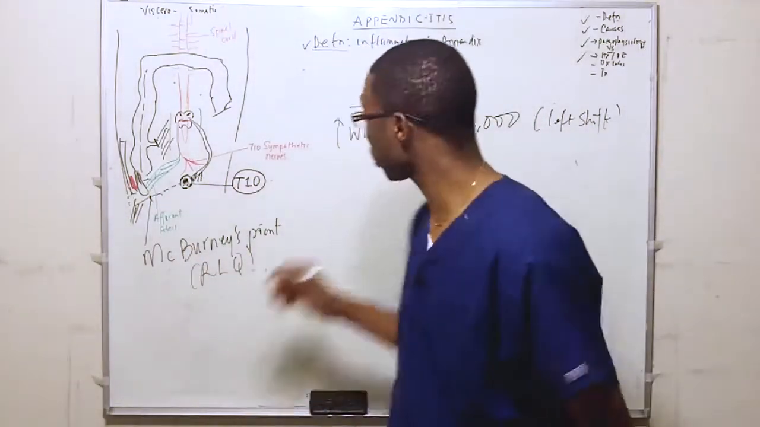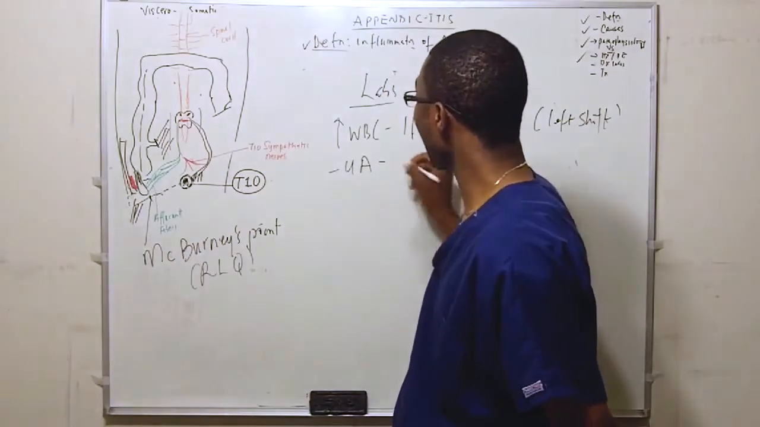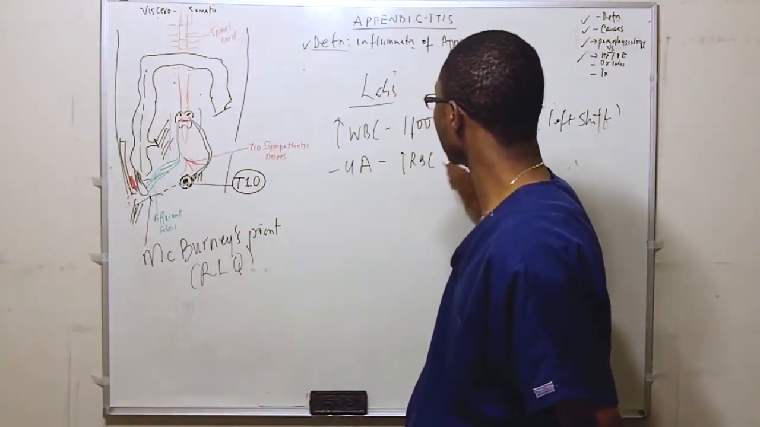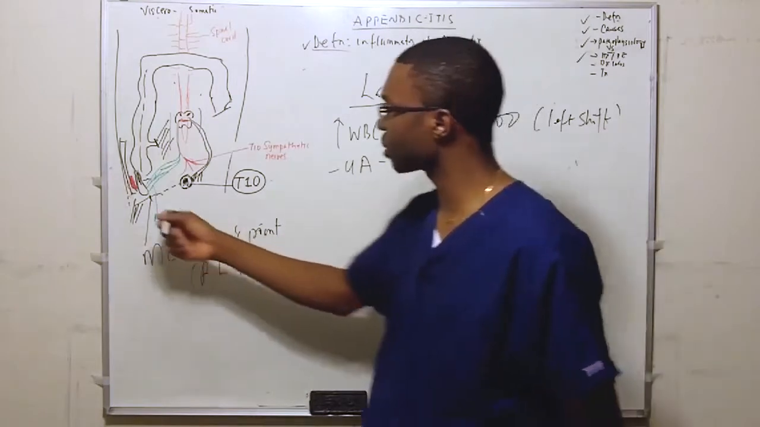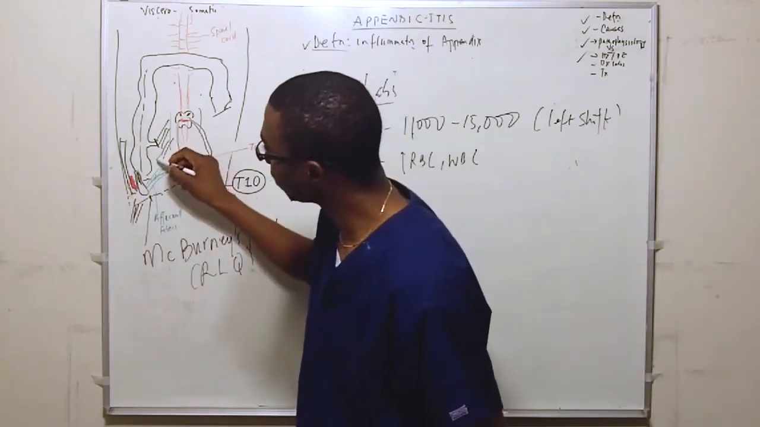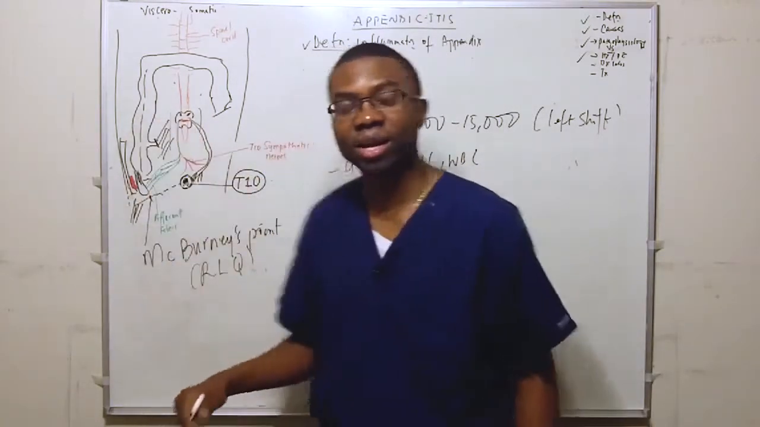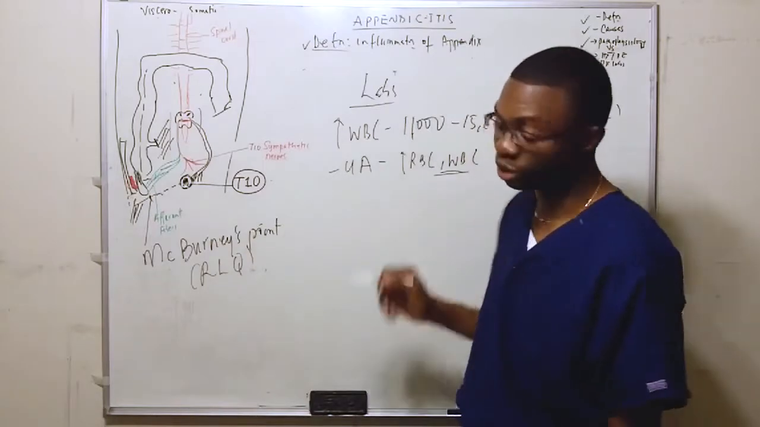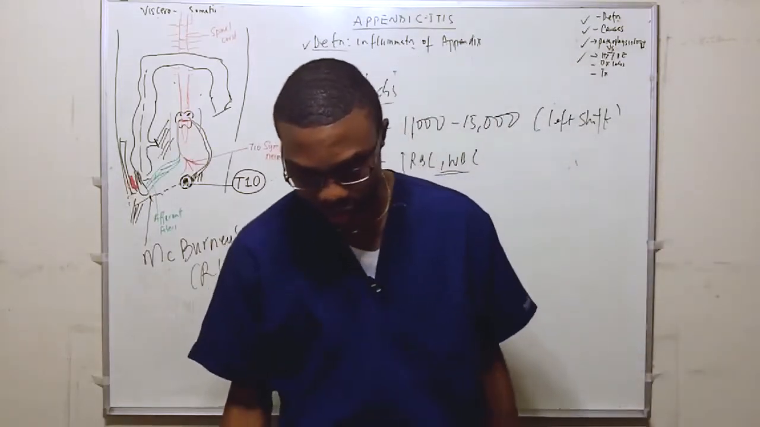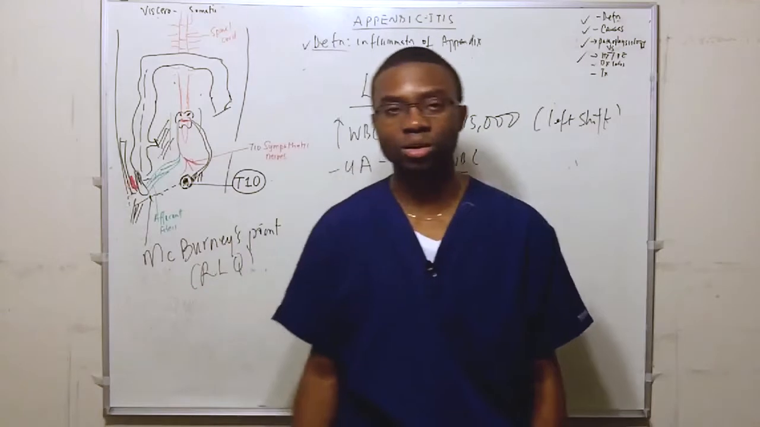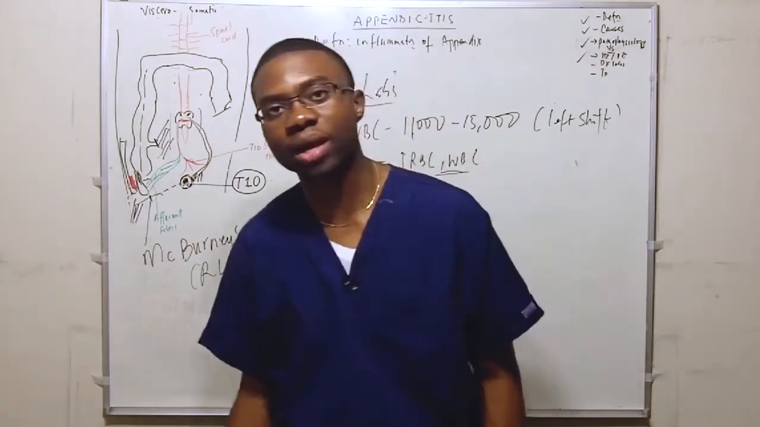Another thing you want to order is a urine. Get a urinalysis. You might see some red blood cells and some white blood cells. The reason is because this inflammation can affect the ureters coming from the bladder and cause a little bit of white blood cells in your urine. So that's another thing you can also use. But otherwise, it's clinical. There's really not much more you can order than that.